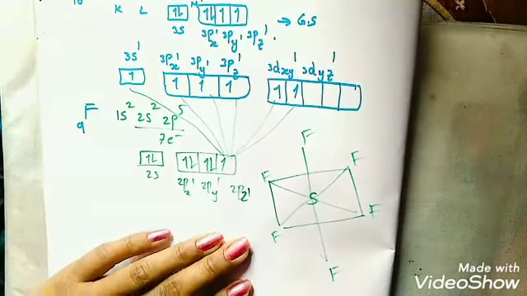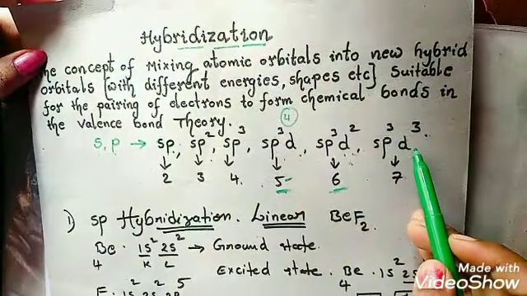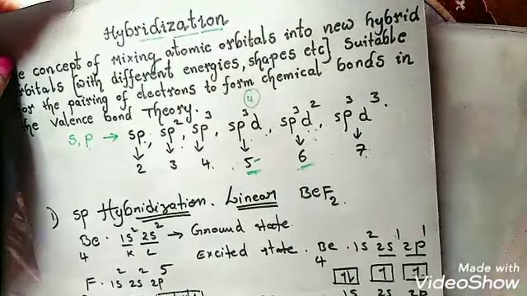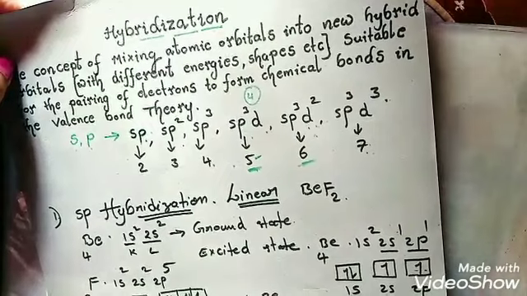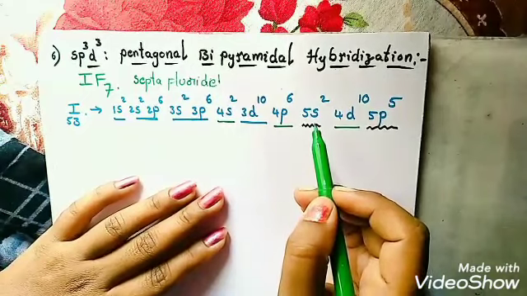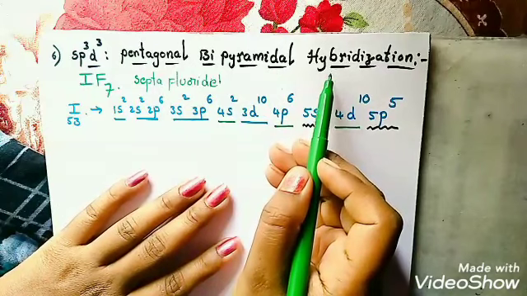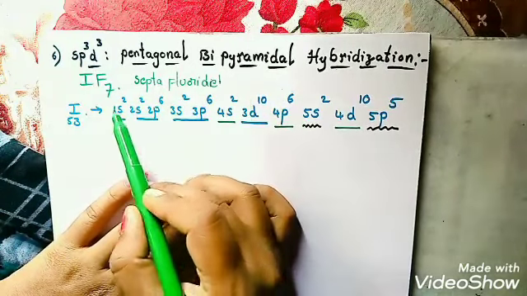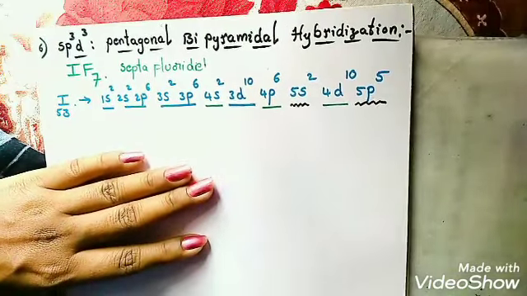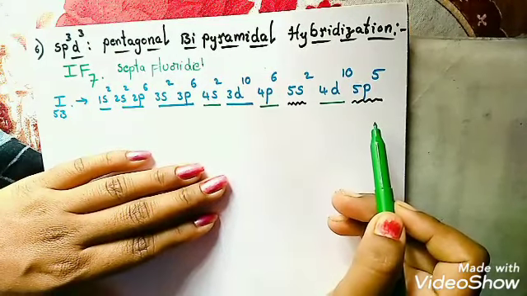Now let's start the next one, sp3d3. sp3d3, then there are 7 hybrid orbitals can be formed. Let's start with an example. Number 6, sp3d3, that is also called as pentagonal bipyramidal hybridization. Students, for this the best example is iodine heptafluoride, IF7. So students, here iodine is the central atom, fluorine atoms are the surrounding atoms.